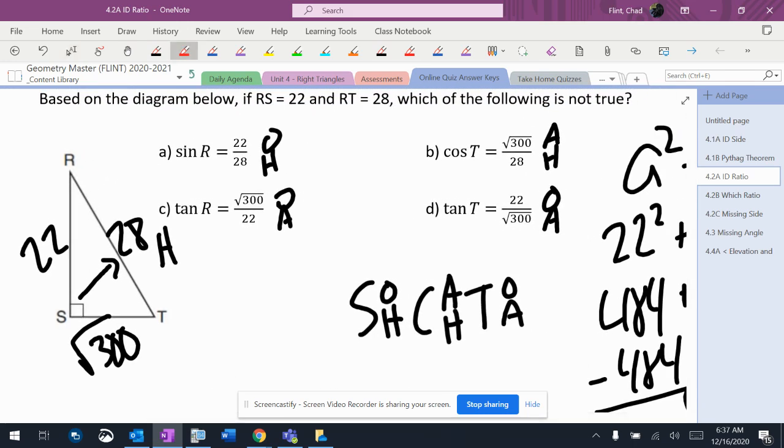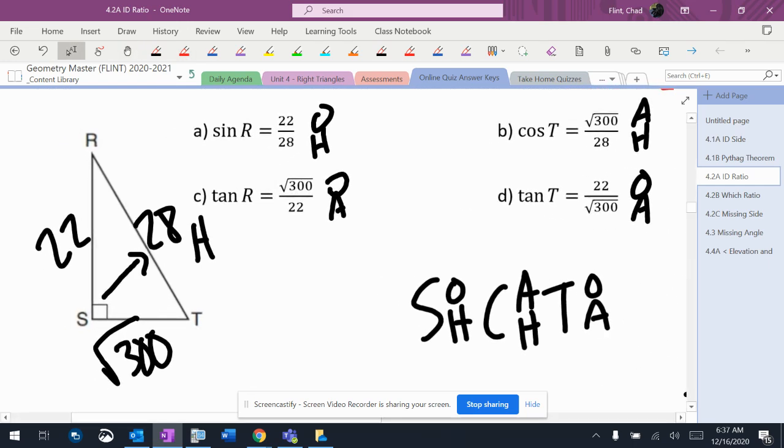And this one says which one is not true. So that means 3 of these are going to be correct and 1 is going to be incorrect. So now all I'm doing is comparing the names of these right ratios to the sides that are on the actual picture. So there's angle R. I'm going to label my sides. Hypotenuse. Let me erase that black so I don't have it on there anymore.